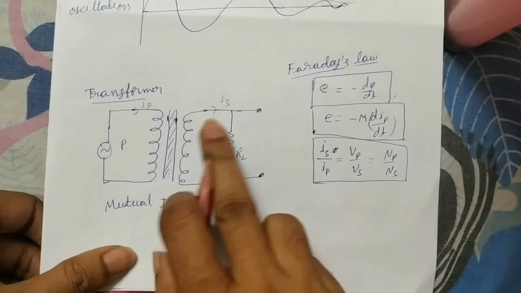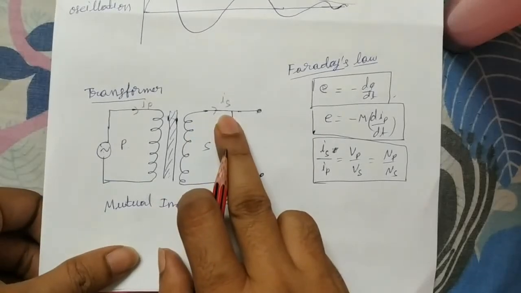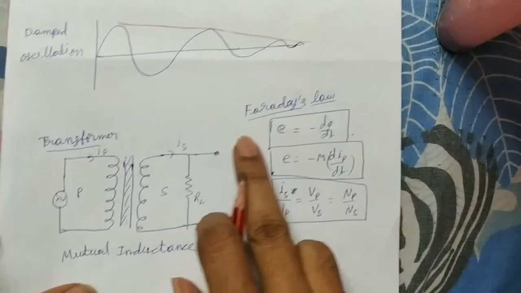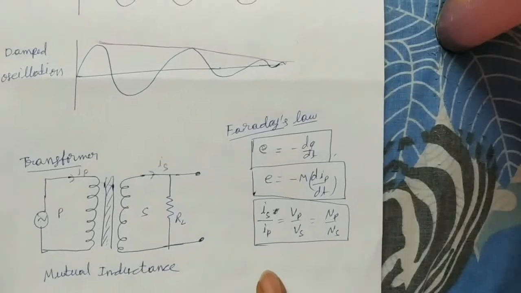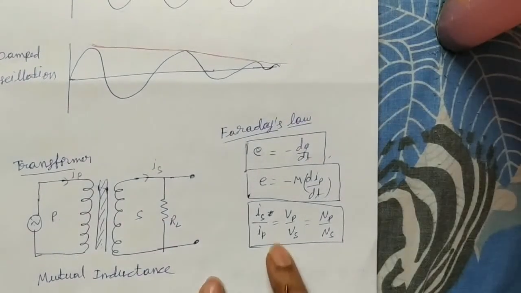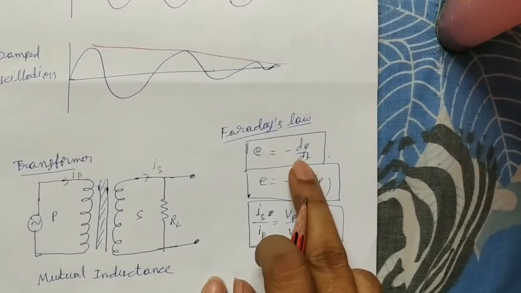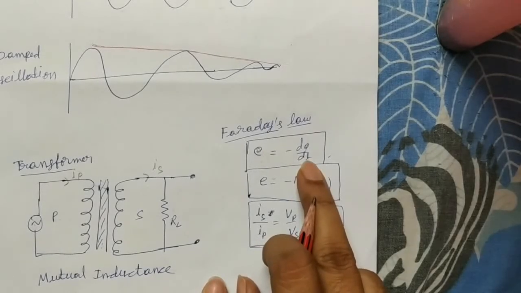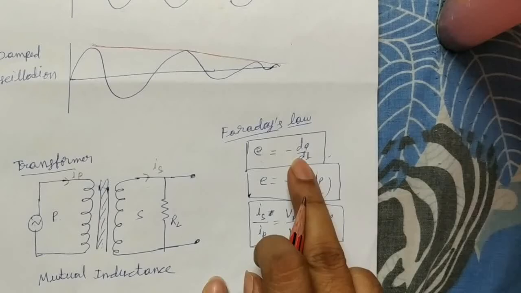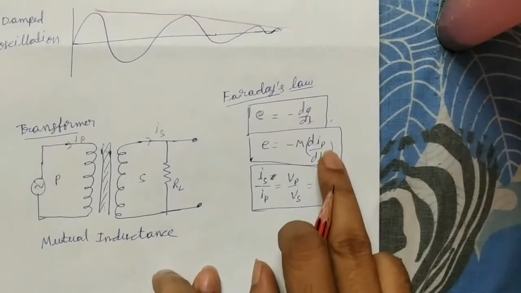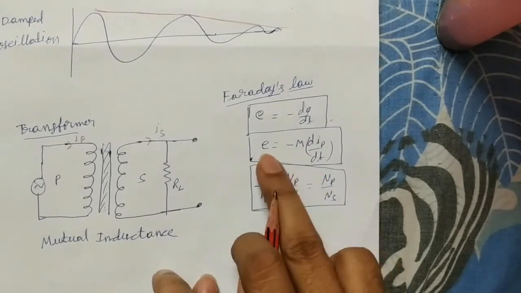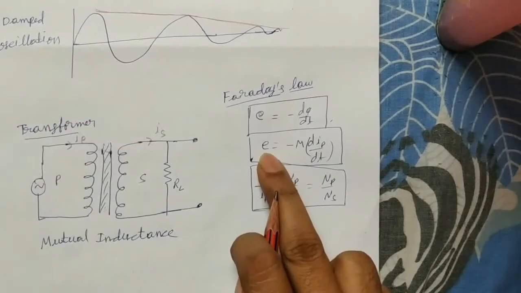How it induces a current in the secondary circuit is based on Faraday's law. According to Faraday's law, an EMF is created whenever there is a rate of change of flux. If there is a change in magnetic flux, it creates some current or EMF. So a change of current in the primary coil can create an EMF in the secondary coil. EMF is nothing but potential.